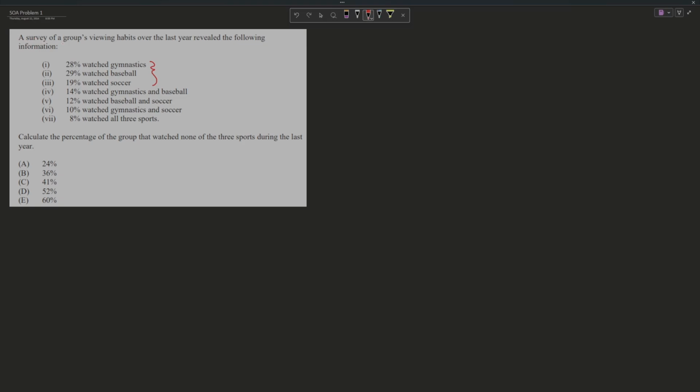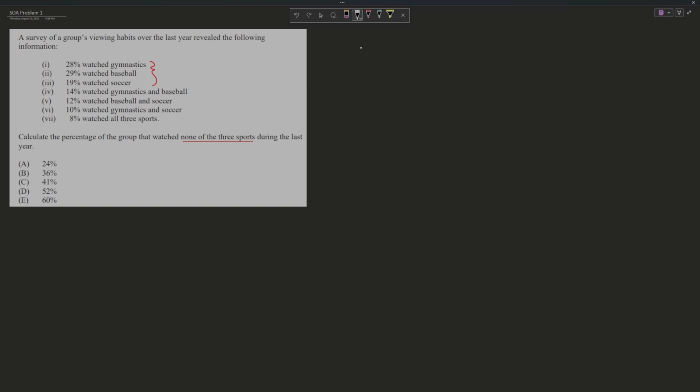So it says, a survey of a group's viewing habits over the last year revealed the following information. So we have our values here with the 28% watch gymnastics, 29 baseball, etc., etc. Now it's asking us to calculate the percentage of the group that watched none of the three sports. With problems like these, you need to be very careful, because if you just add up all these percentages, they could give you a value that's greater than 100%.